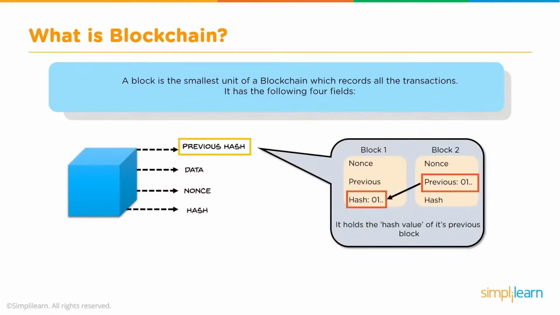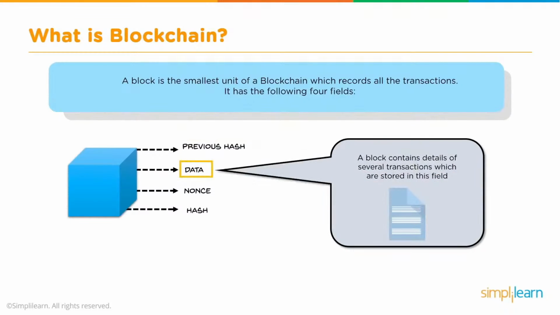It has something called previous hash. The previous hash attribute stores the value of the hash of the previous block, and that's how the blocks are linked to each other. Data: this is the aggregated set of transactions which are included in this block. These are the set of transactions which were mined and validated and included in the block.